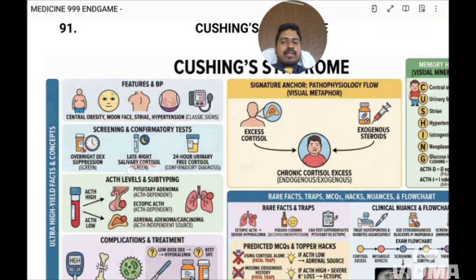One more screening test is late night salivary cortisol, which is a new test which you should know. And for confirmation, we use the 24-hour urinary free cortisol level. So what is the confirmatory test? 24-hour free urinary cortisol levels. And what are the screening tests? Overnight dexamethasone suppression test and late night salivary cortisol.